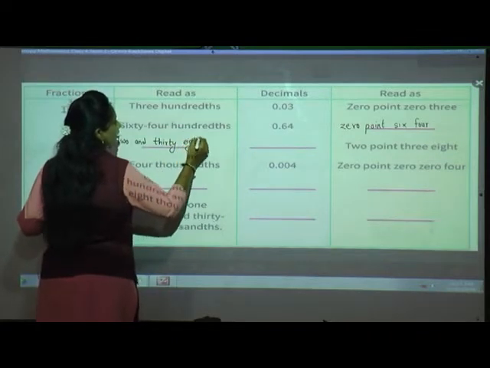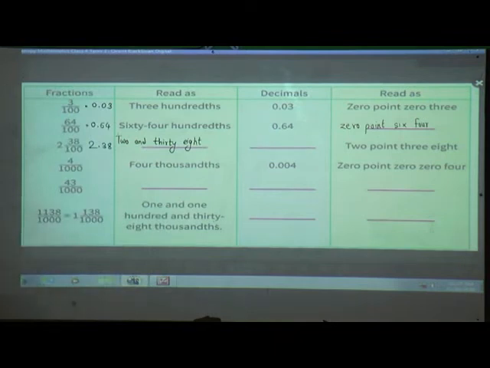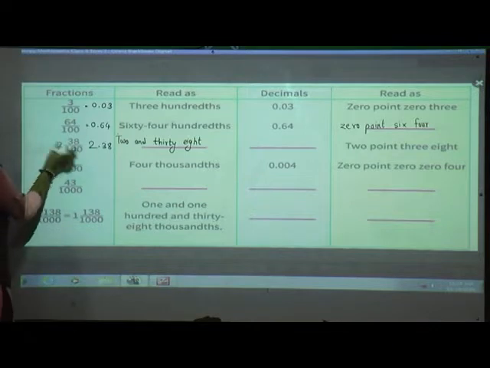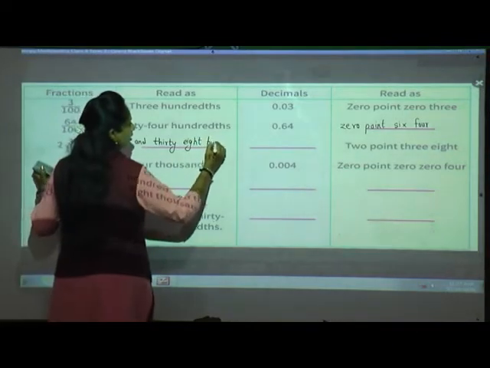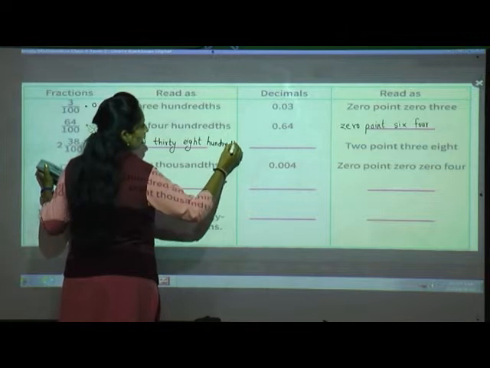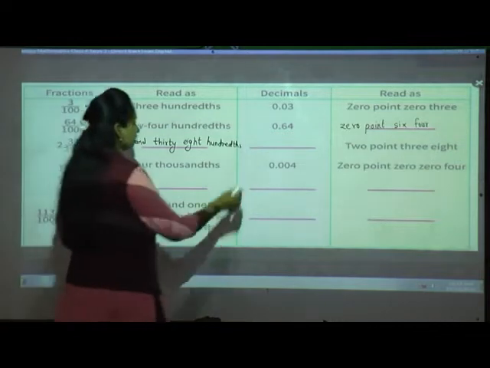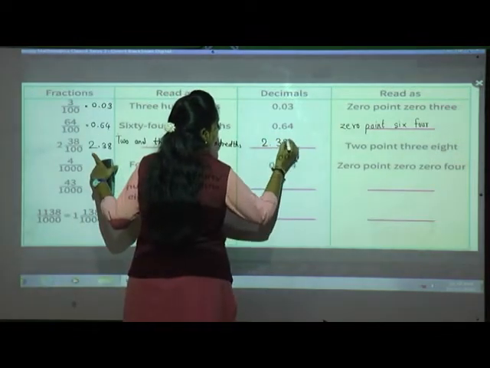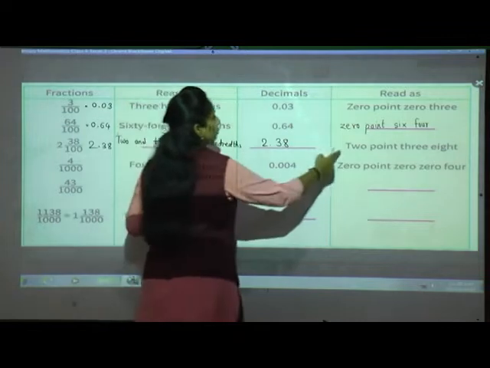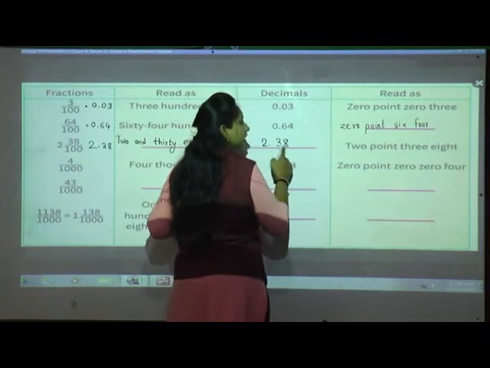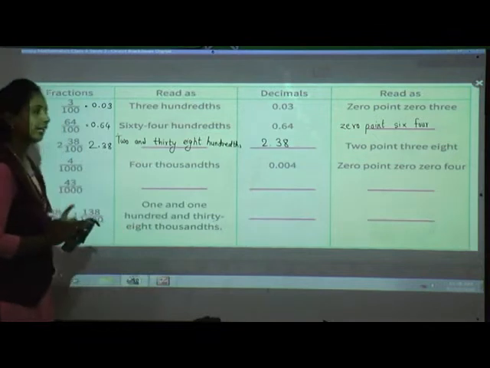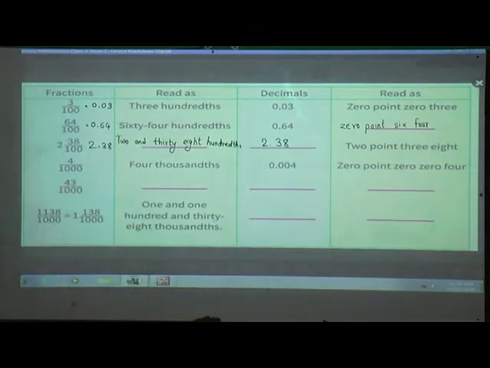33 is what? Tenths, hundredths or thousandths? Yes, see what they have given? Hundredths. So write here 33 hundredths. Okay, and in decimal, just now we have done, so write here 2.33. How do we read? 2, not thirty-three, but 3 and 3. Okay, clear?